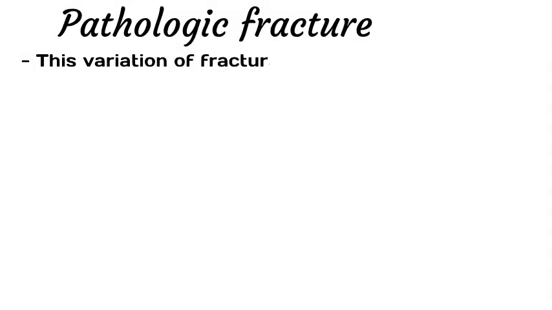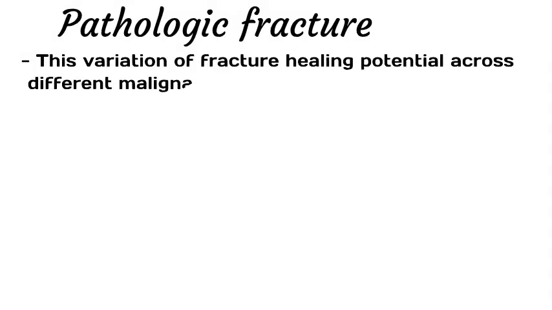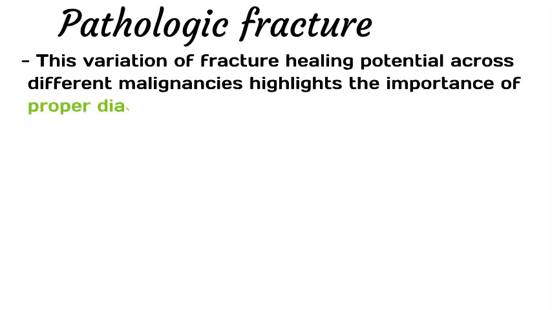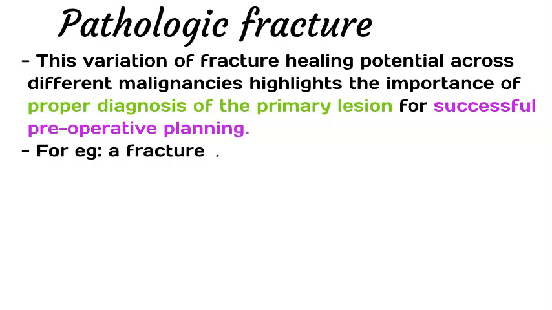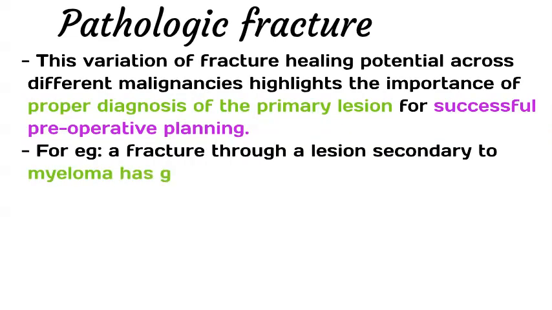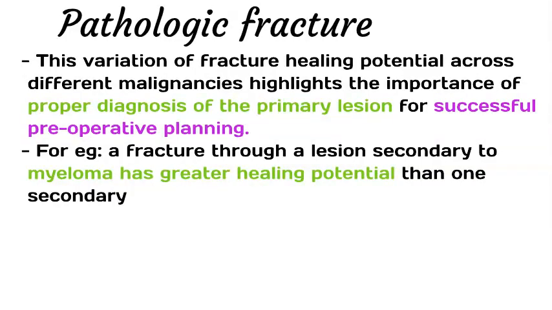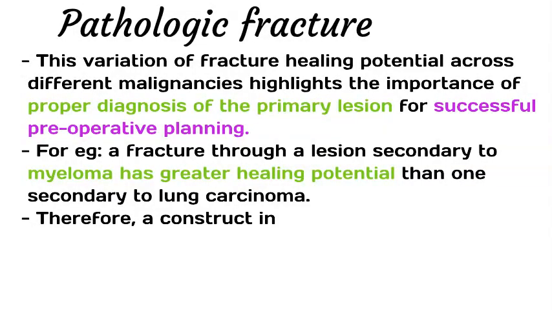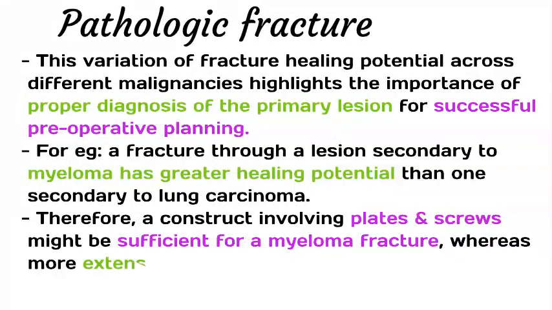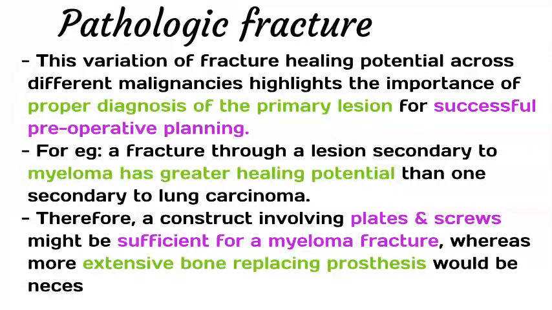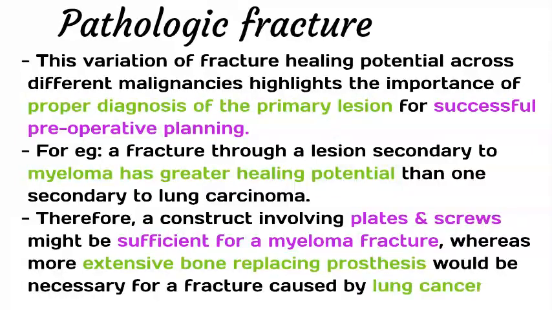This variation of fracture healing potential across different malignancies highlights the importance of proper diagnosis of the primary lesion for successful preoperative planning. For example, a fracture through a lesion secondary to myeloma has greater healing potential than one secondary to lung carcinoma. Therefore, a construct involving plates and screws might be sufficient for a myeloma fracture, whereas a more extensive bone-replacing prosthesis would be necessary for a fracture caused by lung cancer.